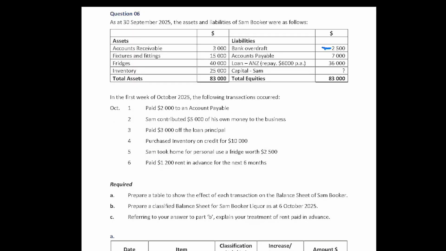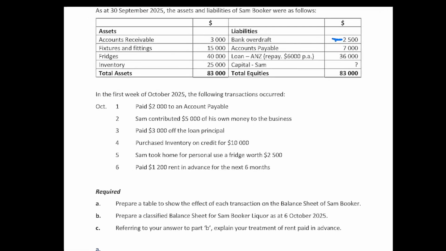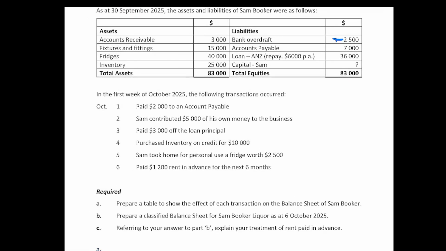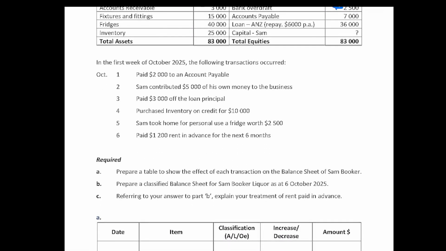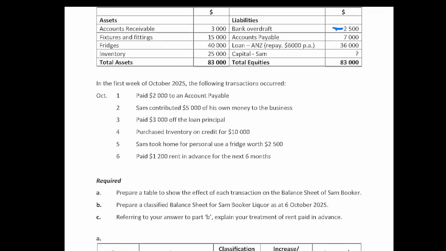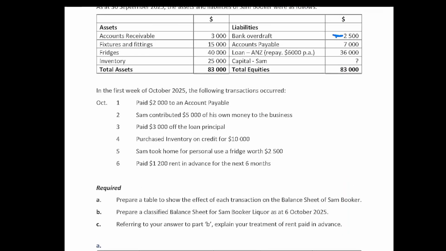Okay guys, any questions with that? I think some people are still confused with part B, sorry, part A. Right, October 1st, 2000, paid to accounts payable, okay? Accounts payable decrease, cash at bank decrease. Sam contributed 5,000 to the business. That means cash at bank increases, yes, and capital increases.